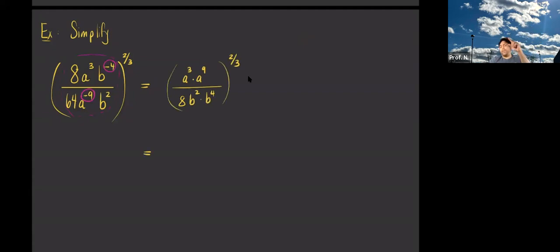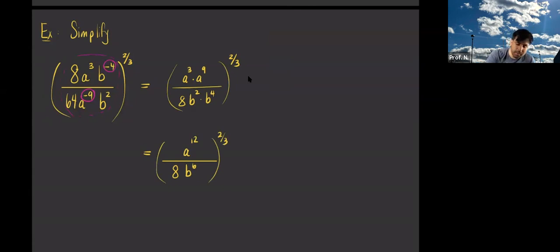Now that I have in the numerator two bases that are the same, I just add the exponents. So 3 plus 9 is 12, and I get a to the 12th power. Divide that by 8, and b squared times b to the 4th: I add 2 and 4 together, and I get b to the 6th. And again, this is still raised to 2/3. I still haven't taken care of the 2/3 yet. All I've done is simplify the inside expression within the parentheses.